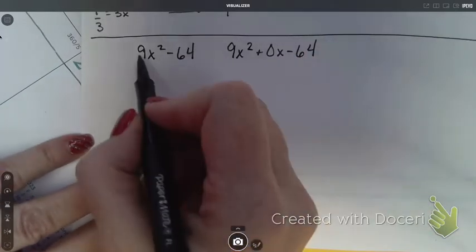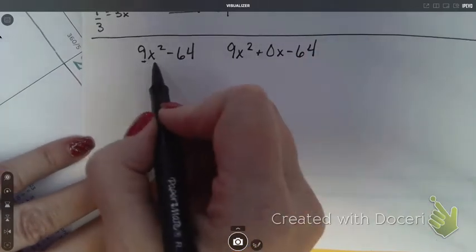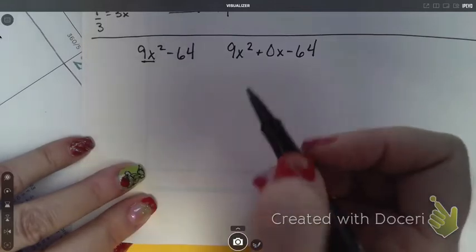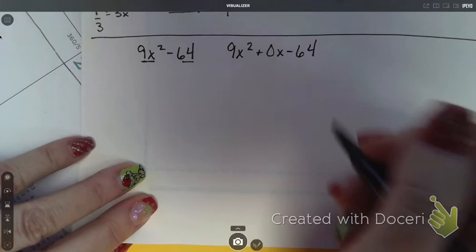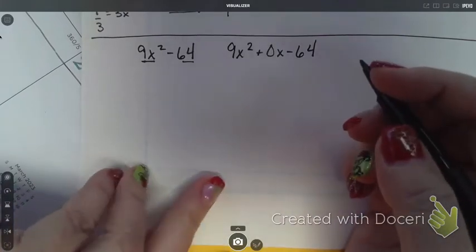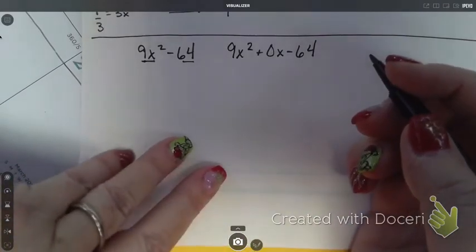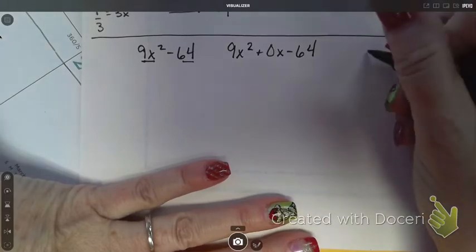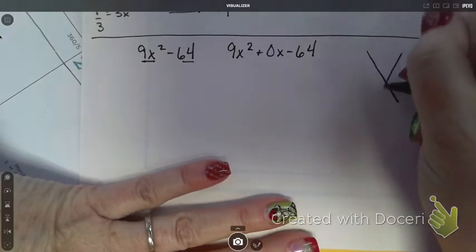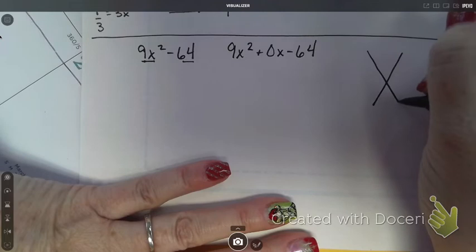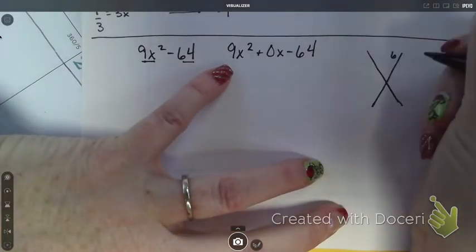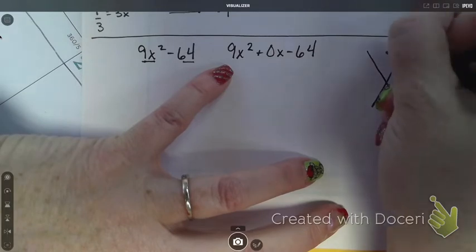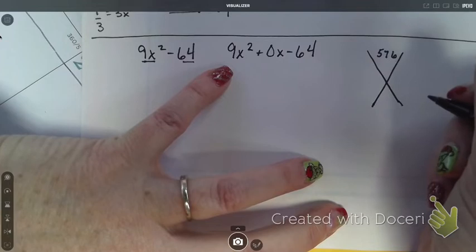Okay. Is 9 a perfect square? Is x squared a perfect square? Is 64 a perfect square? Yes. So after we do this the long way, I'm going to show you a rule that will help you, and you probably should learn it. Okay, so on top goes 9 times 64, yes? So that would be 6, carry a 3, so 7, so 576.